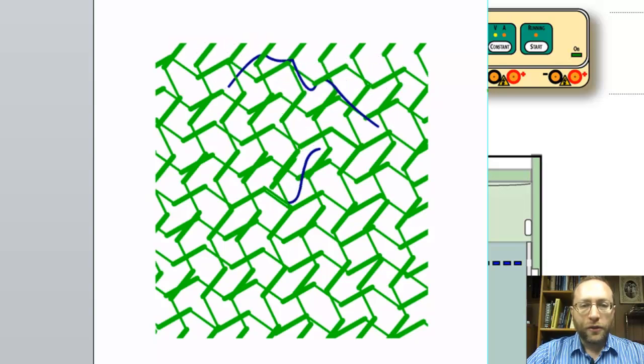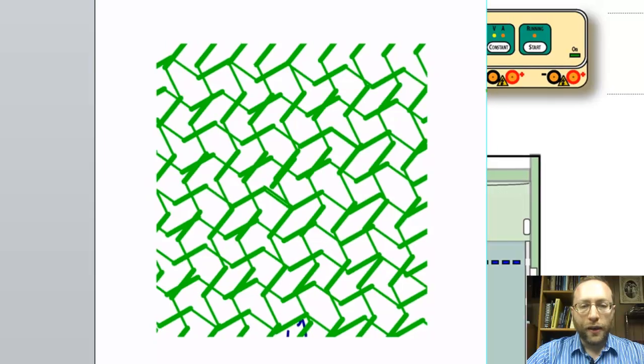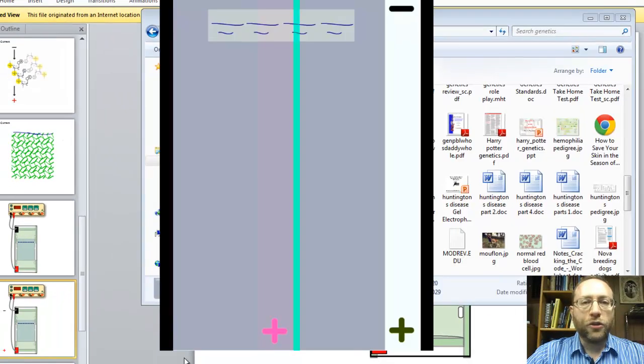See, the smaller segments are able to travel much faster than the longer segments because the longer segments get caught more on the agarose. This is what happens when you run the gel. You start off with the DNA all in one place, and you see you've got different sizes, and they're all put together. Then when you turn the current on, the smaller ones go faster than the larger ones.